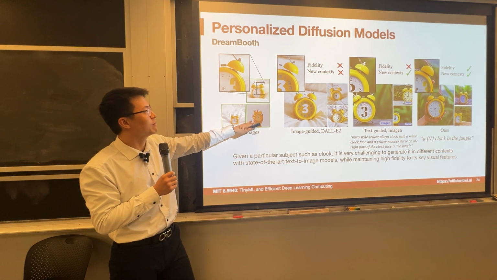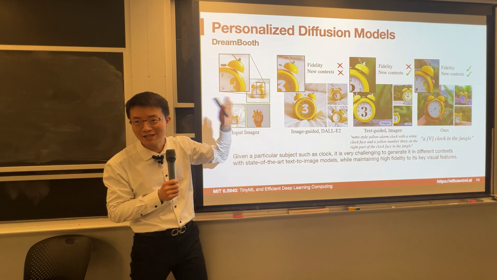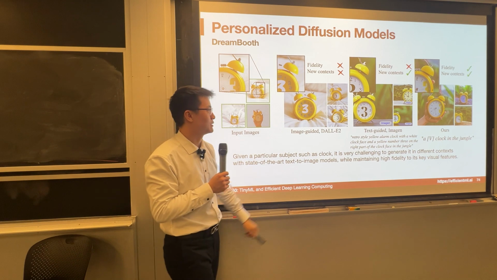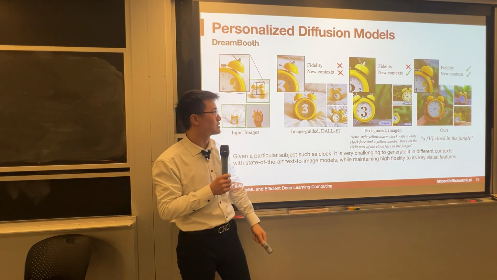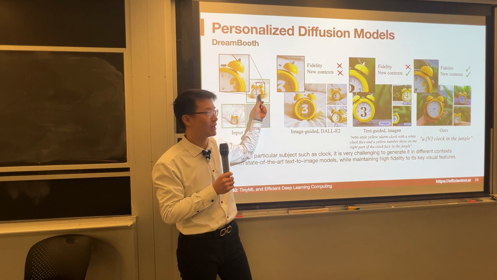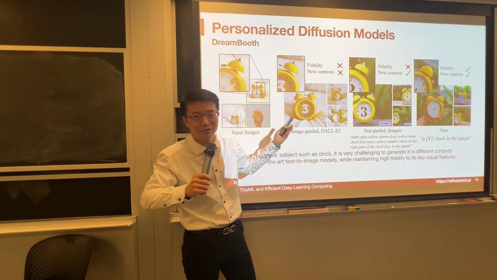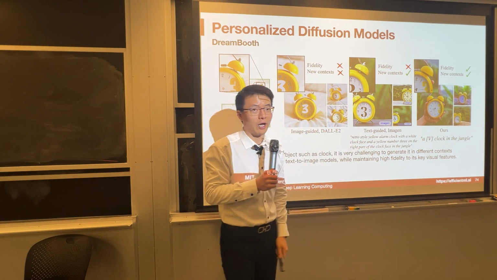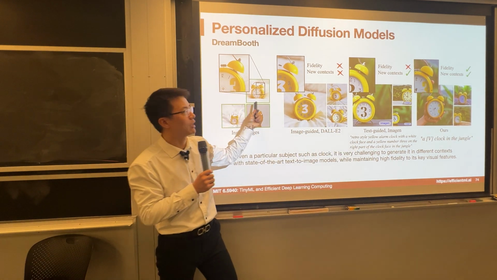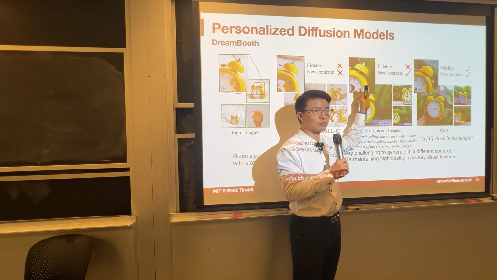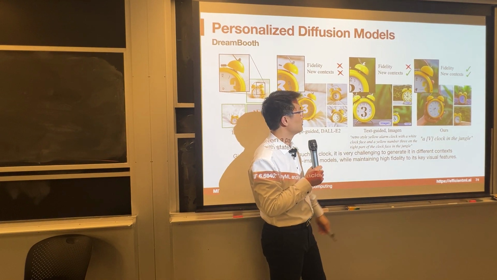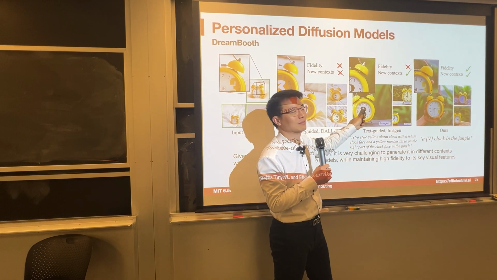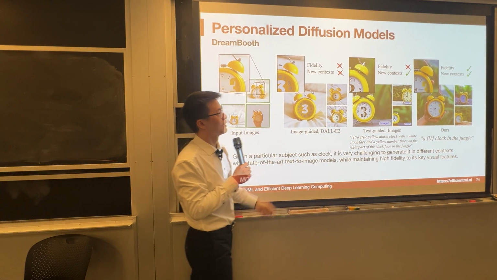For example, given the input image, which is a very unique clock, the 3 is written in this way, a very artistic style. But DALL-E 2, using the image guidance, is not generating something exactly looking like my clock. The 3 is not the style I want. And also, we want to change the background. This one is following the context, but the fidelity is poor. The 3 is in the middle. It's not like the 3 here.